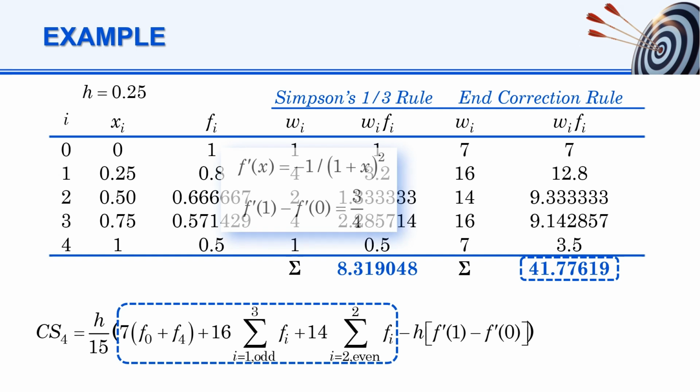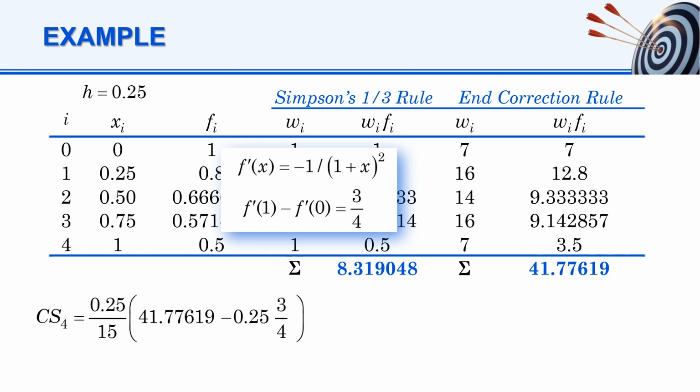The first derivative is minus 1 over (1 plus x squared). Then f'(1) minus f'(0) is found to be 3 over 4. Substituting 3 over 4 in the 4-panel Simpson's formula with end correction, we obtain 0.693144.